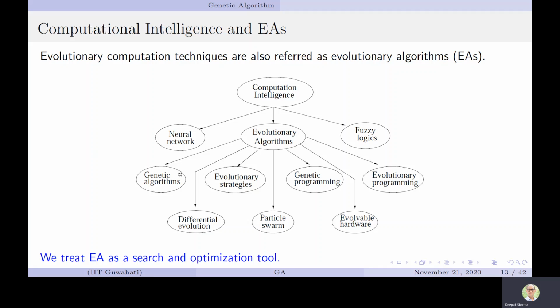Looking at evolutionary algorithms, there are various algorithms. I have just written very few of them. One of them is called the genetic algorithm. And we can understand that when we are working on the genetic algorithm or learning it, it's a part of computational intelligence.